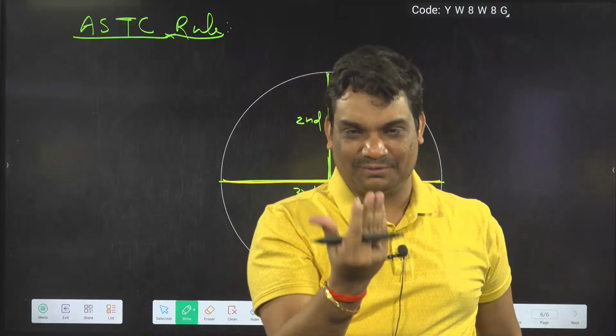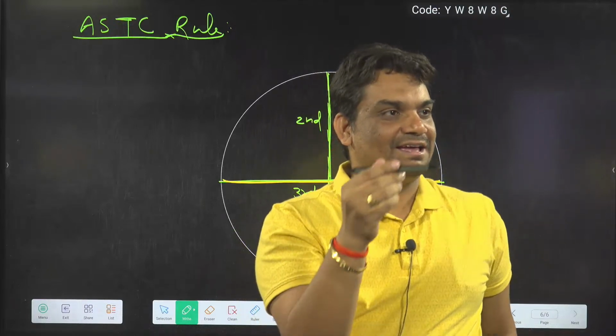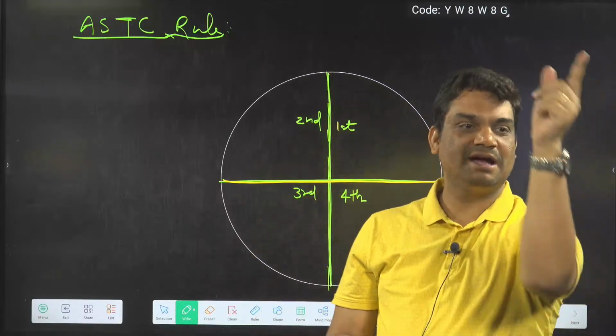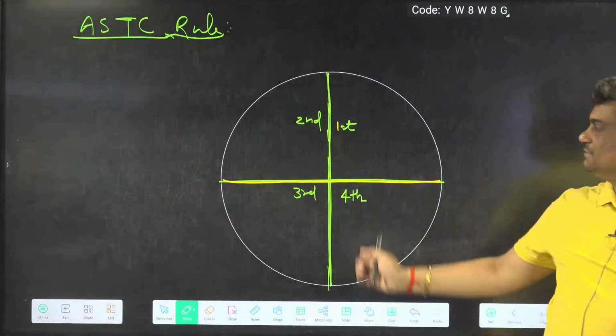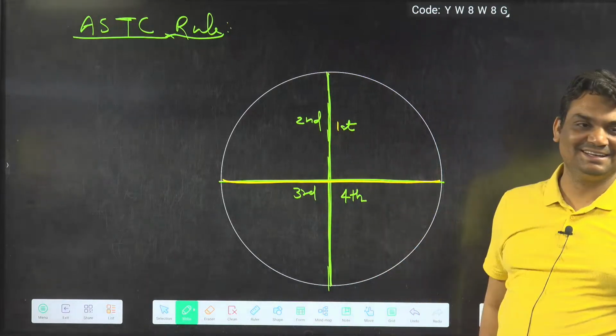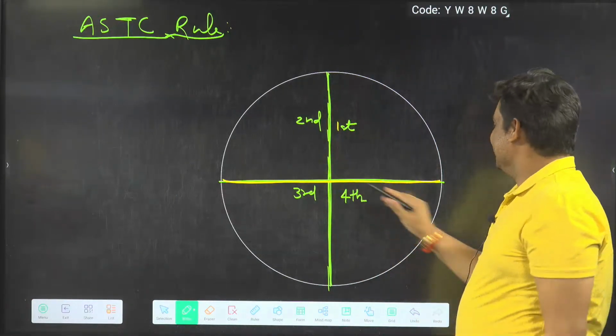Whatever we have to do, if by dividing into 2 my work is done. So we have divided this into 4 parts. These parts we are calling the first quadrant, second quadrant, third quadrant, and fourth quadrant. Then we can write this here.